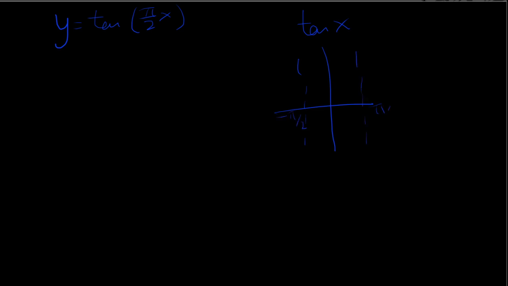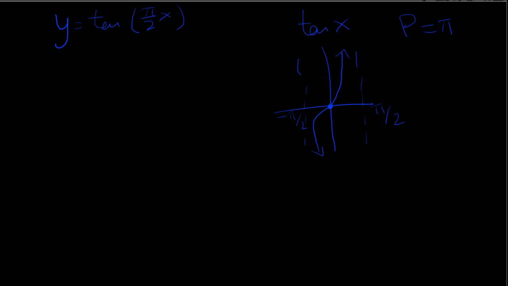Okay, next we're going to look at y equals tangent pi over 2x. So we know that tangent has vertical asymptotes. For tangent of x, we know that it has vertical asymptotes at negative pi over 2 and pi over 2, and it's going to look something like this. The period for tangent is going to be pi.